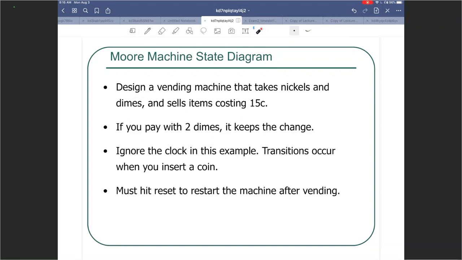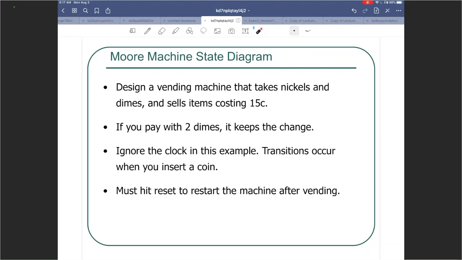So in our finite state machine concept lecture, we first talked about the differences between the two types of finite state machines, that is Mealy and Moore finite state machine. We looked at some general block diagrams, and then we started talking about a Moore machine that should vend an item that costs 15 cents, where the vending machine takes in inputs of nickels and dimes.